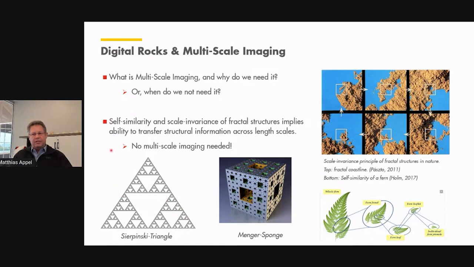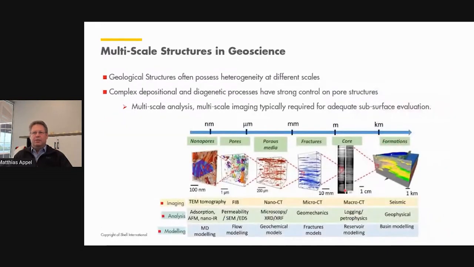And because of that, one is able to transfer the structural information across length scales. And in that case, we would not need multiscale imaging. We get the same information from a leaf of a fern compared to looking at a larger piece of that plant. Yeah? Now, in geoscience, we typically don't have that luxury.